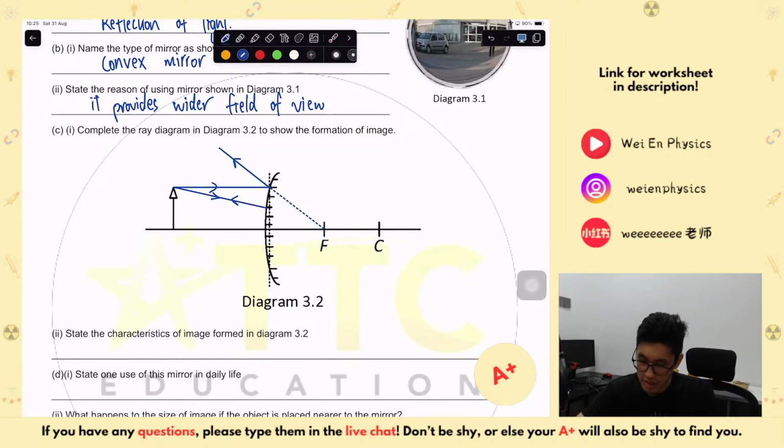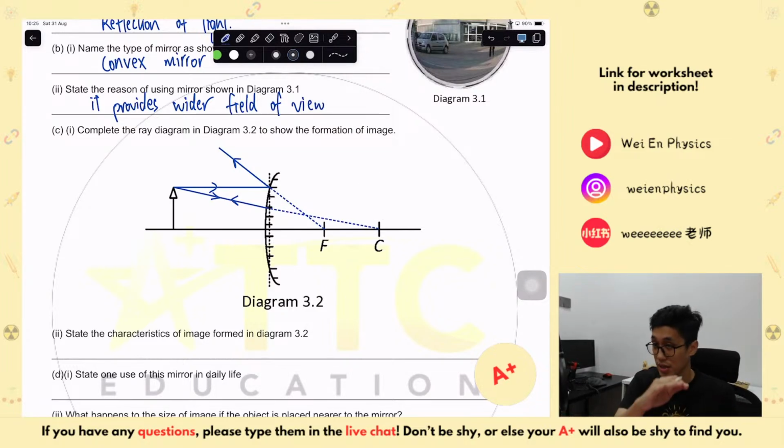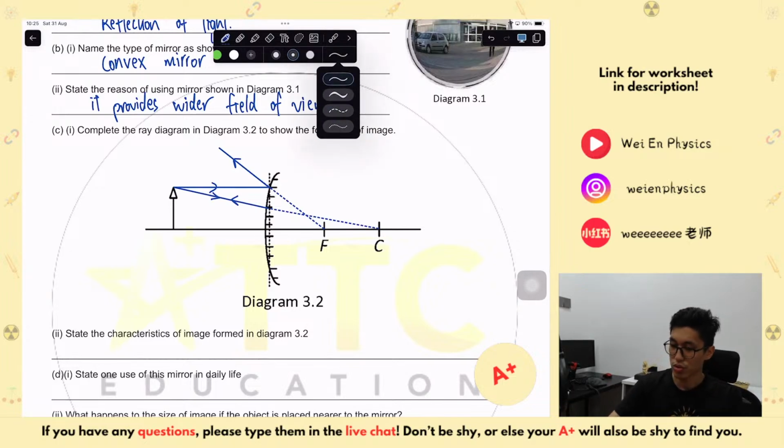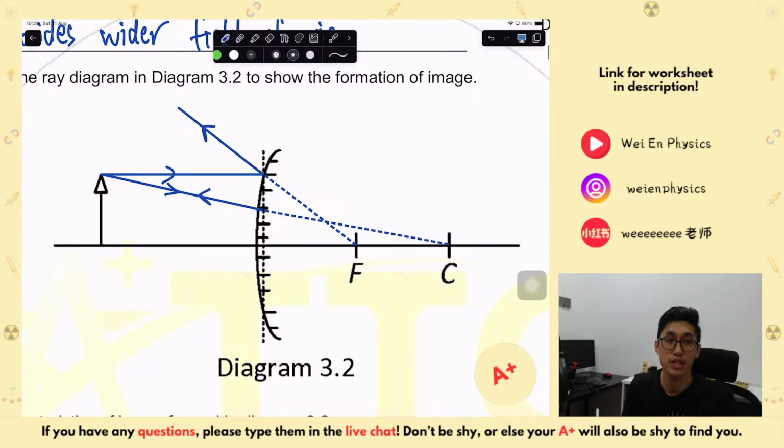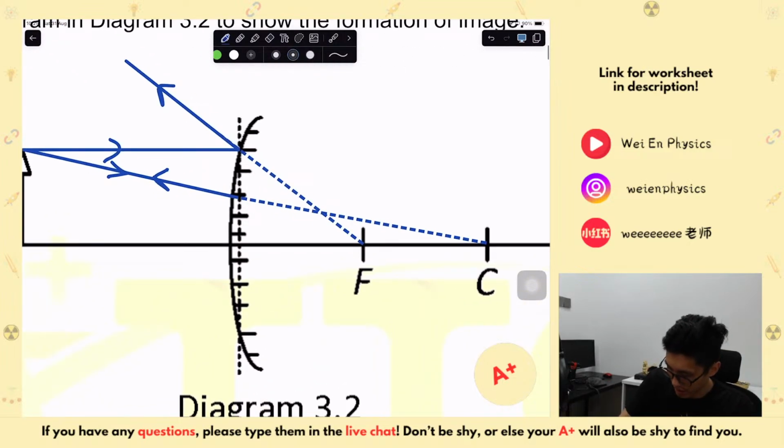Now of course, again, same thing. In the mirror, I cannot draw full line. Inside the mirror, I must draw dotted line. So that's why just now I didn't draw the whole thing yet. So you draw dotted line inside the mirror, and then you see where these two lines intersect. That is where the image is formed. Over here, this is the image.